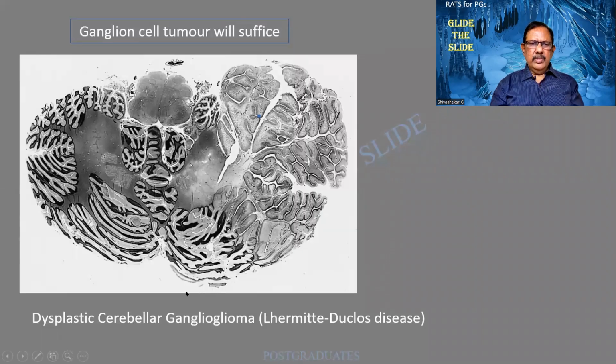So this is the one. Sometimes there can be a disease called Lhermitte-Duclos disease. I am able to see a tumor. And if the students make a diagnosis of ganglion cell tumor, it is fair enough for them. We shall glide to the next slide.